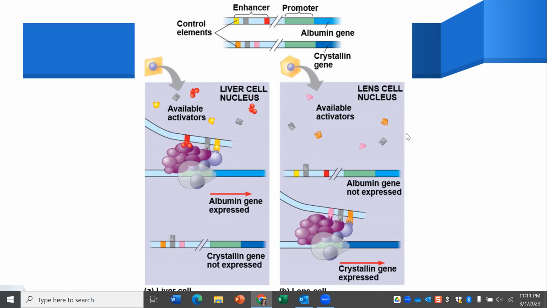But in the lens cell, the lens of your eye needs to be clear. You need to be able to see out of it. You don't want albumin being produced. You want other proteins to be produced in the lens. We want it to be nice and clear so that we can see out of our lens. And so there are going to be different activators available and present in that cell that are producing different proteins, but not the ones that are produced in the liver. So you're going to have different proteins being expressed because you've got different activators present in the cell that are enhancing that transcription process.